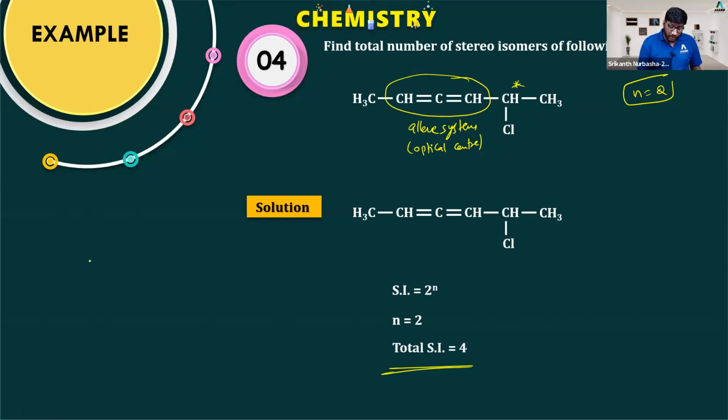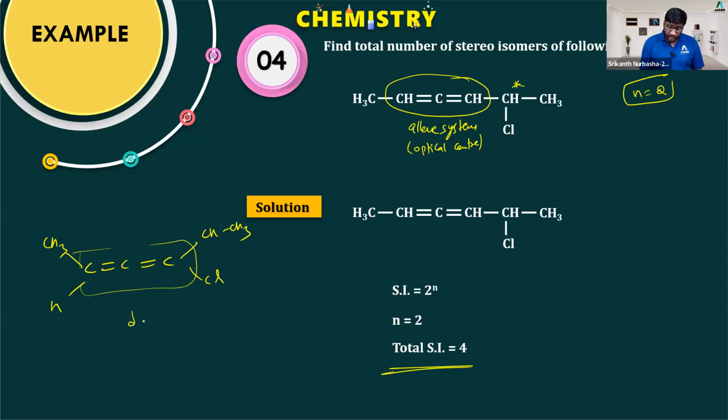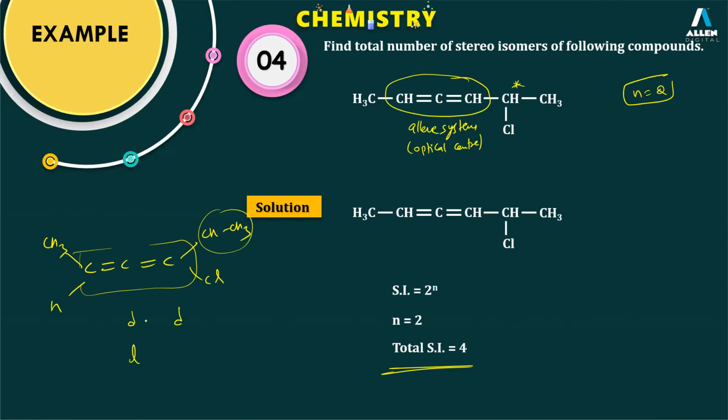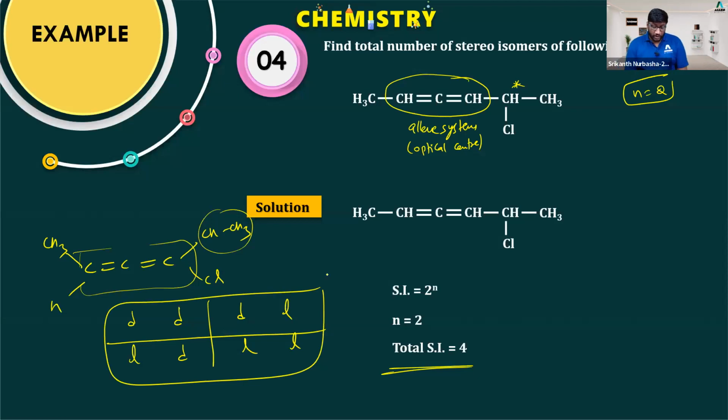That means what you are going to have is C=C=C. With respect to that, we have CH3 here and H here. With respect to that, we have CH3 here and Cl here. So with respect to this, I can have D and L. With respect to here also, I can have D and L. So DD, LD, and I can have DL, LL. Yes or no? So here I can have D optical rotation, other side also I can have D. L and D, D and L, L and L. So the total number of stereoisomers will be 4 in this particular case as well.